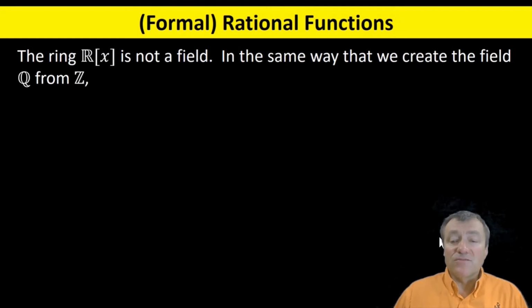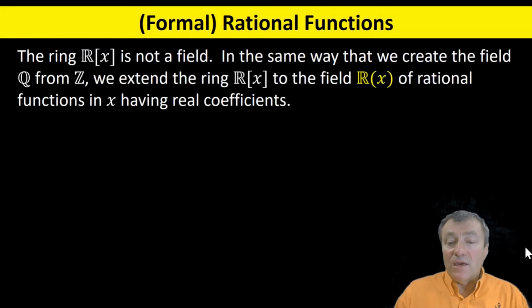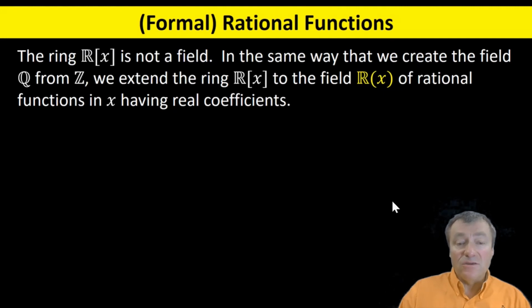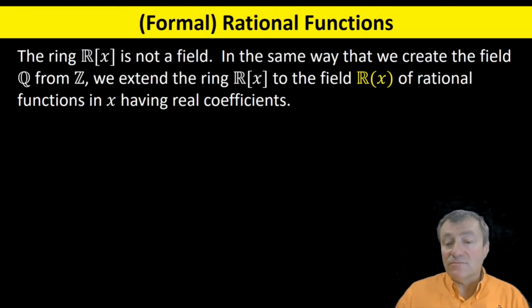We did that in a previous video. So you construct the rationals from the integers by a formal or symbolic process where you introduce fractions. And you can do exactly the same process to polynomials. And what that will give you then is this field of rational functions. And now you use parentheses rather than brackets to indicate rational functions. R(x) with parentheses is the set of all rational functions with real coefficients.